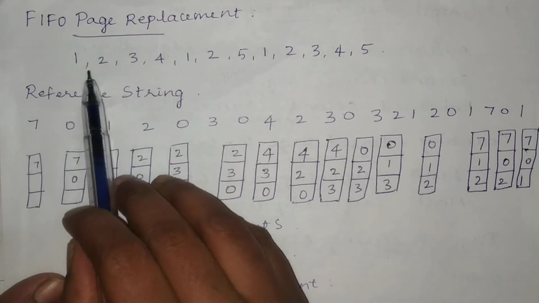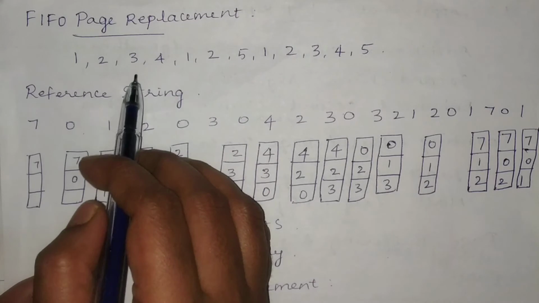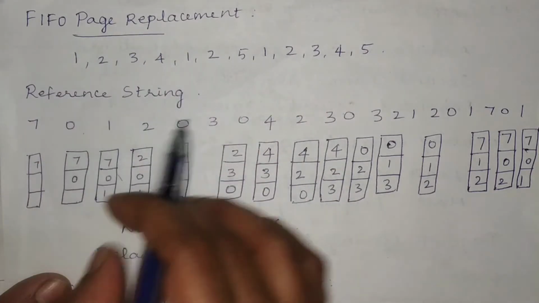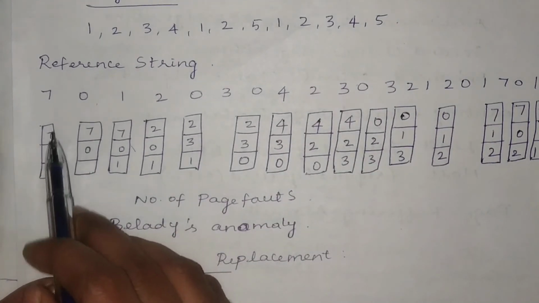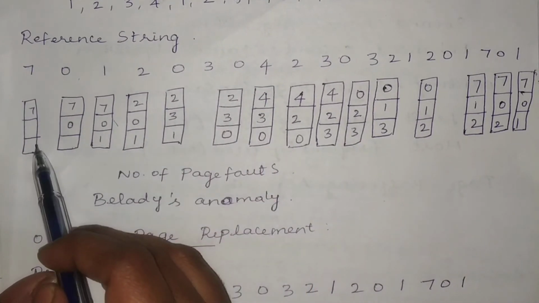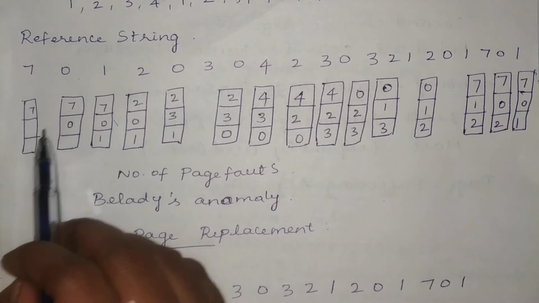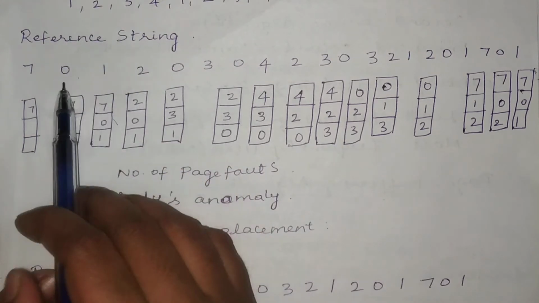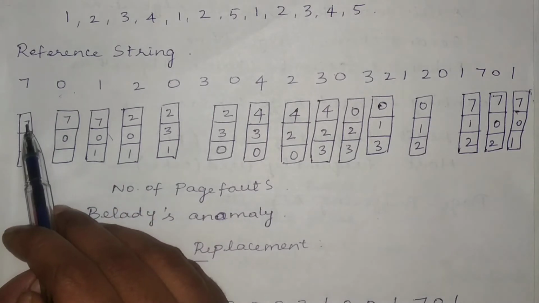So here we have a set of reference strings, which are nothing but page numbers, just for simplicity, so that we can easily understand the concept of this page replacement algorithm. This is the list of frames that are available. Say, for example, you have 3 frames and all 3 are initially empty. So we need to allocate the first 3 pages into these frames. The first page is 7, so 7 has been allocated.